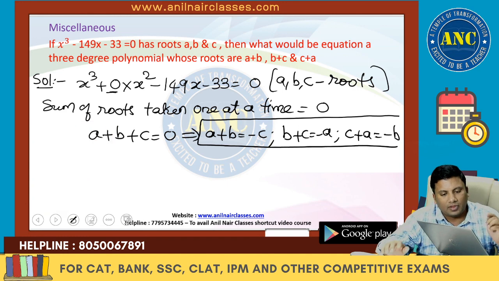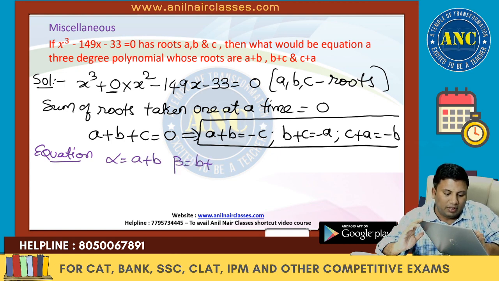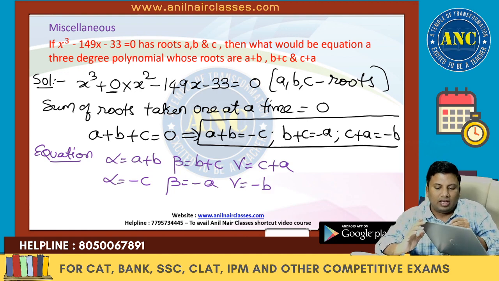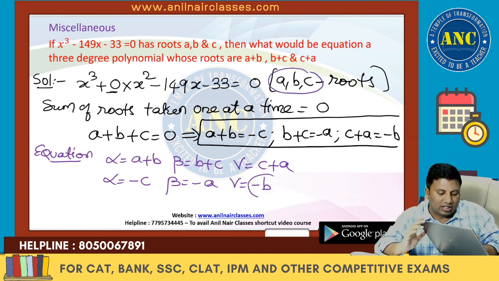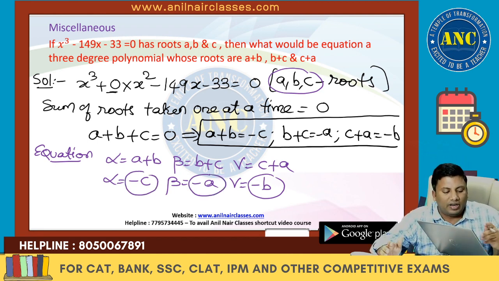Next is, what would be the equation of a 3-degree polynomial? The roots are alpha is nothing but A plus B, beta is nothing but B plus C, gamma is nothing but C plus A. A plus B is nothing but minus C, B plus C is nothing but minus A, C plus A is nothing but minus B. Here the roots are A, B, C. Here the roots are minus A, minus B, minus C. Now it became minus A, minus B, minus C.